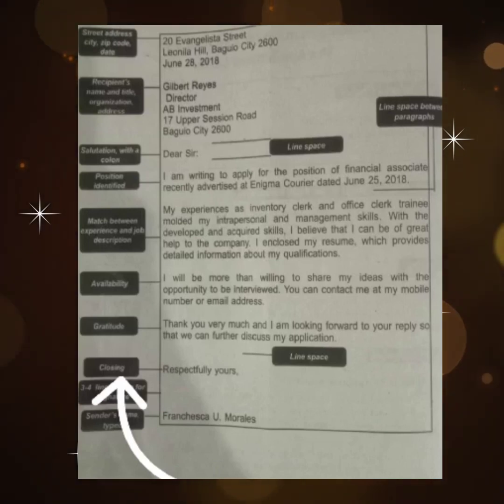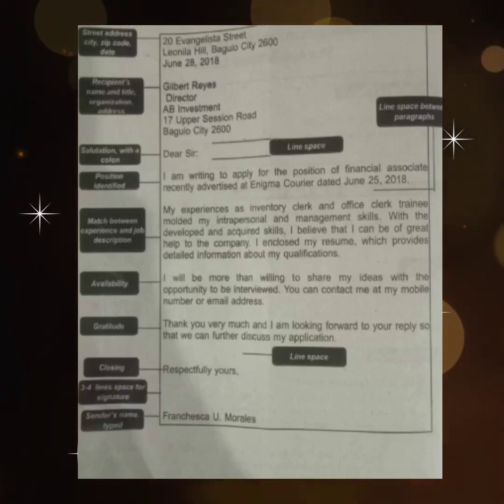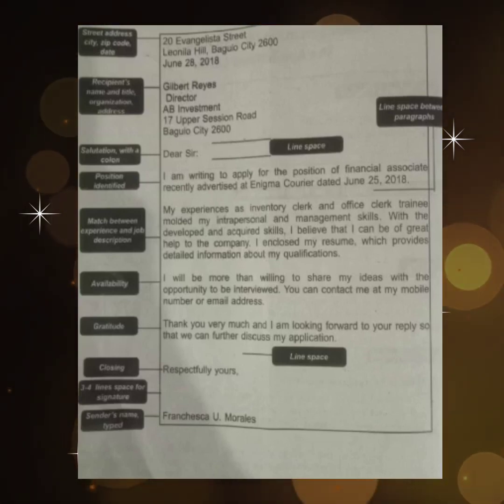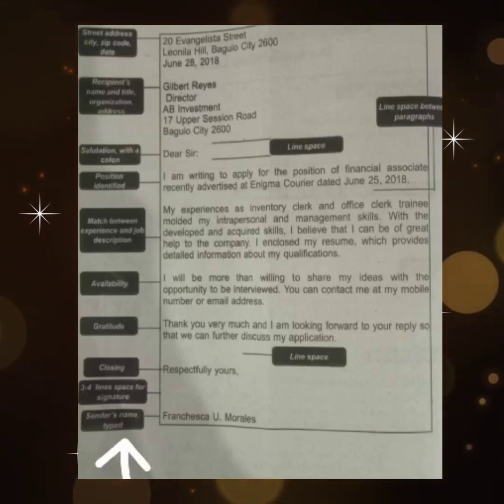Next is closing. This is a formal closing such as respectfully yours, followed by 3 to 4 lines for your signature. And the last one is the sender's name typed.